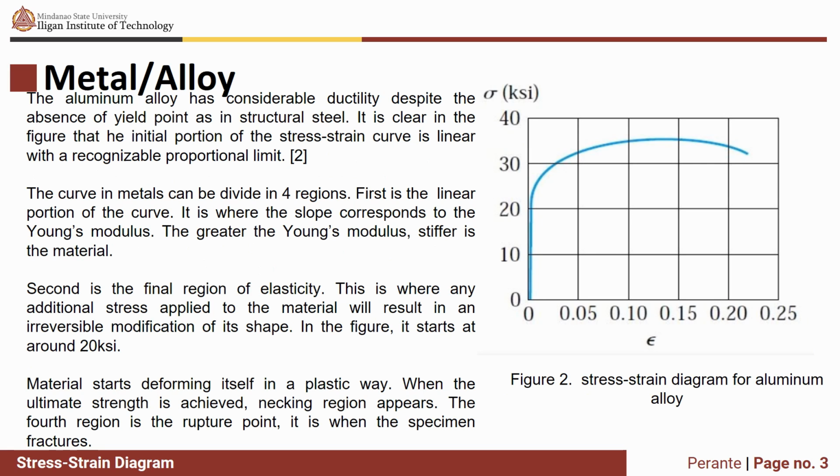It actually has four regions: linear region, region of elasticity, necking region, and the rupture point. Based on the figure, the linear region starts from 0 to about 20 kilopounds per square inch. Here, the slope corresponds to the Young's modulus, where the greater the Young's modulus, the stiffer the material.